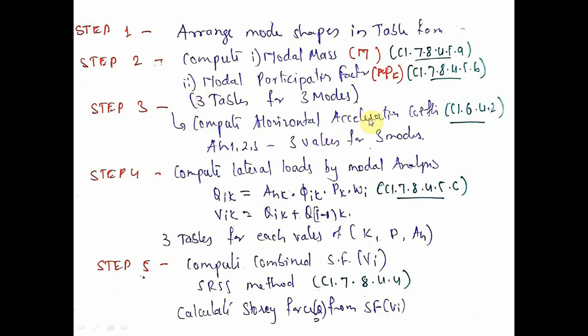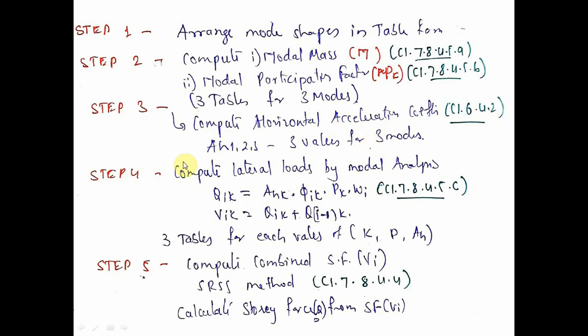Next, compute horizontal acceleration coefficient. For that you will be using clause 6.4.2. AH value. Again here we will be having three values of AH: AH for mode 1, AH for mode 2 and AH for mode 3. This will be one table.